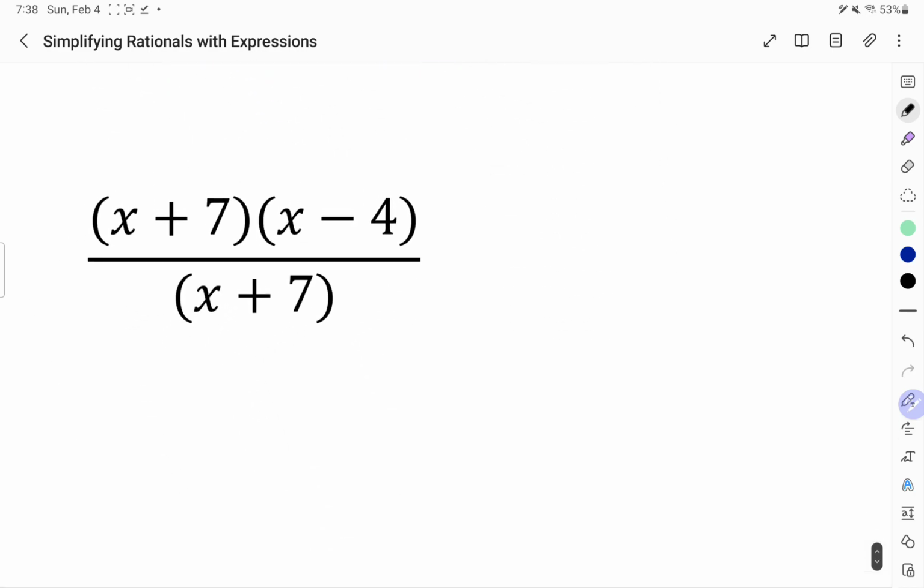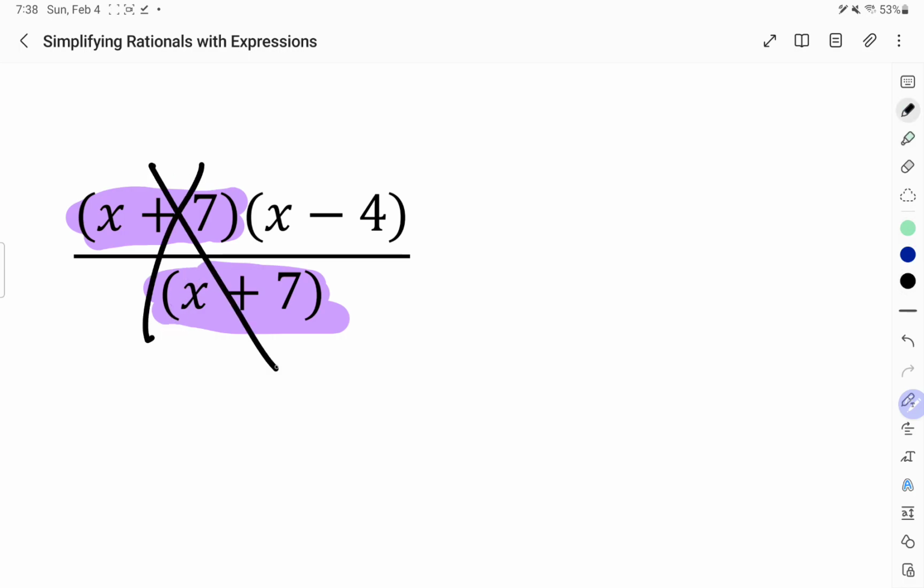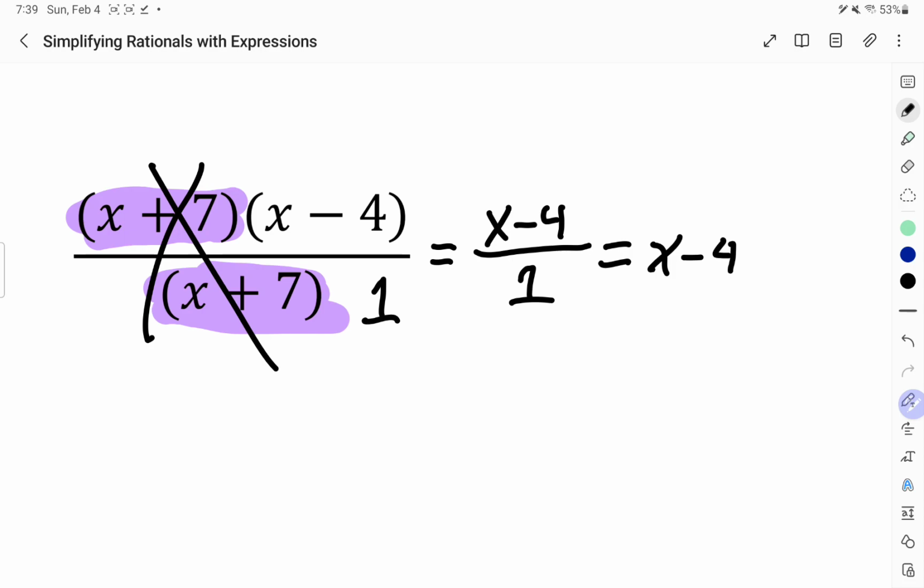So the last one's right here. Exactly the same thing. I'm going to look for things that are the same. That one is the same as this one right here. So x plus 7. Once we have them both already set up, we can cancel them out. Now, if you remember, it's still a fraction. So technically there's a 1 on the bottom. So I'm going to write my answer as x minus 4 over 1, which is just x minus 4. But I want to make sure that you guys understand that there's that invisible 1 always in front.